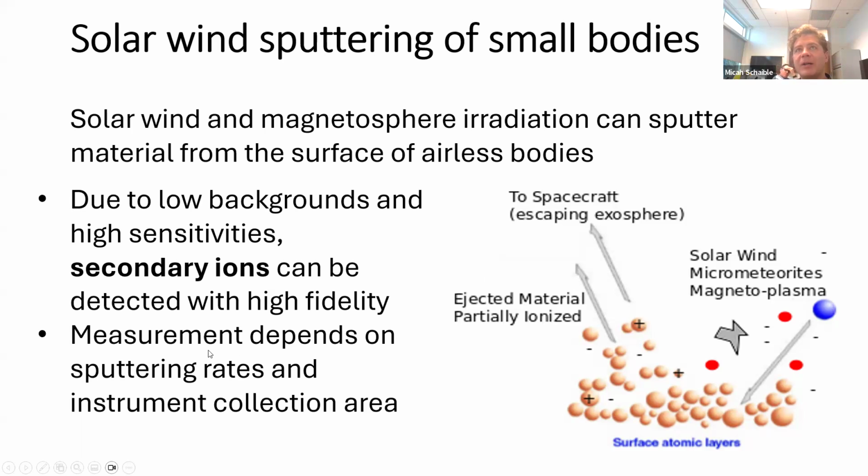The abundance of sputtered secondaries is dependent on the sputtering rates, meaning how many of these secondary ions are coming off the surface for a given incident ion flux, and on the instrument collection area. So what is the region of surface that is being observed by our instrument?